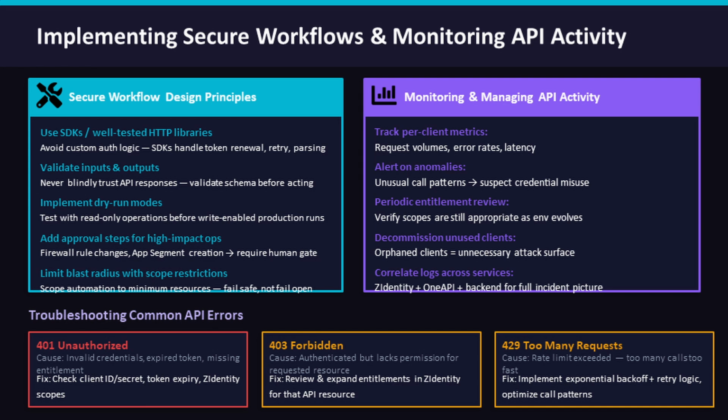For troubleshooting, the 3 most common errors. A 401 unauthorized means the token is invalid, expired, or the client doesn't have the entitlement for the requested resource. Check client credentials, token expiry, and Z-identity scope assignments. A 403 forbidden means the client is authenticated but doesn't have permission. You need to expand the entitlements in Z-identity. A 429 too many requests means you've hit the quota. You need exponential backoff and retry logic, and you should audit your automation for unnecessary or redundant calls.